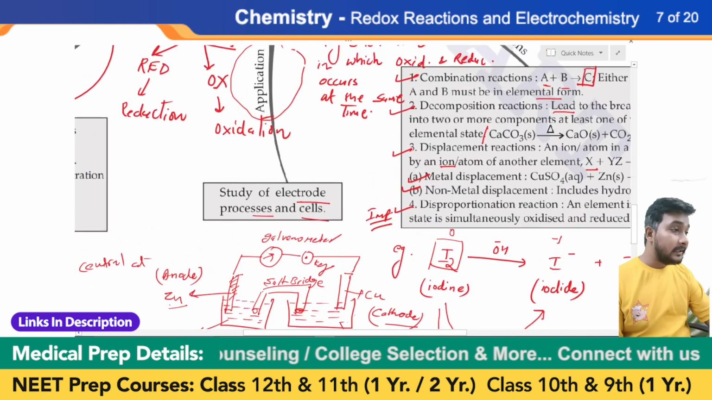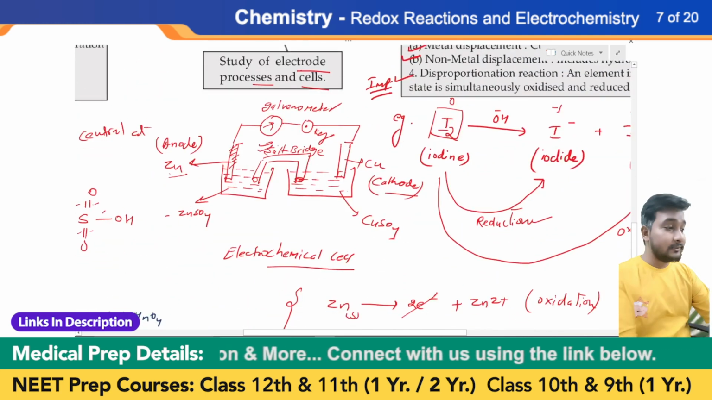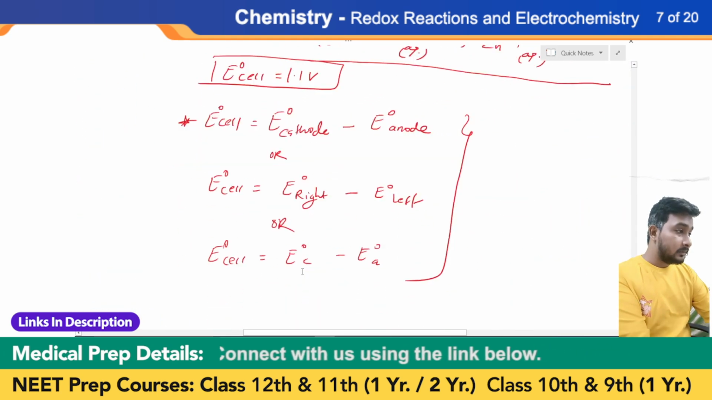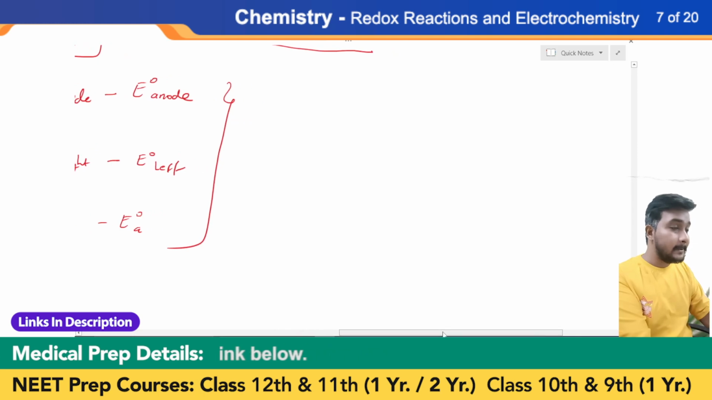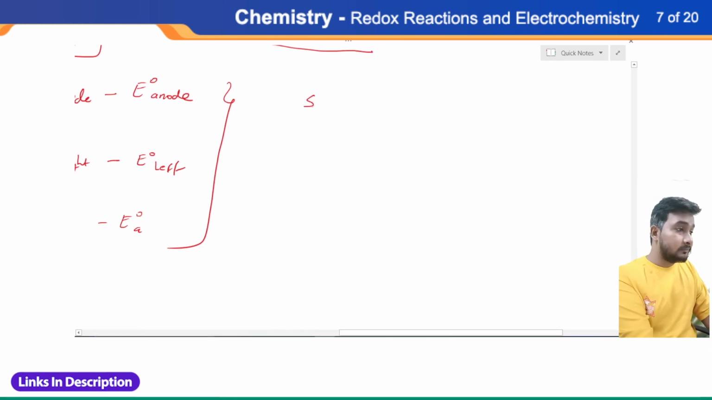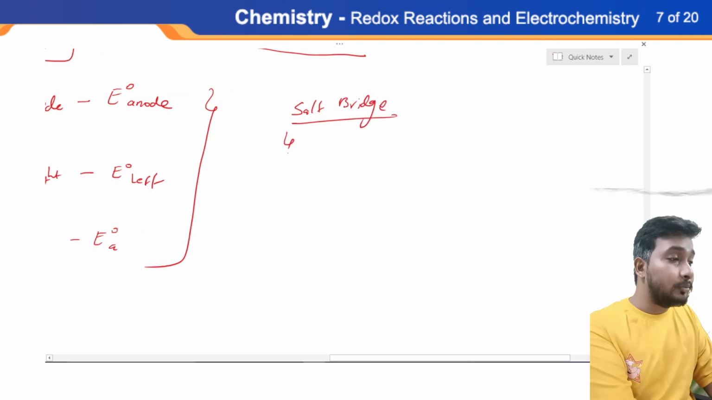Okay, now in this electrochemical cell we have used one term, that is salt bridge. Now what is salt bridge? Let me tell you, because you have to understand this topic completely. Salt bridge is actually a U-shaped tube, something like this.